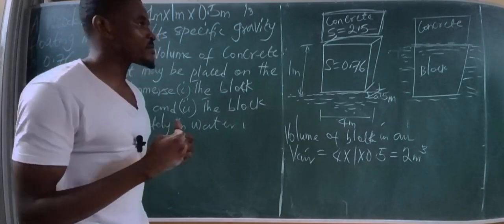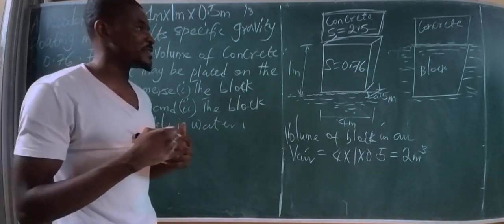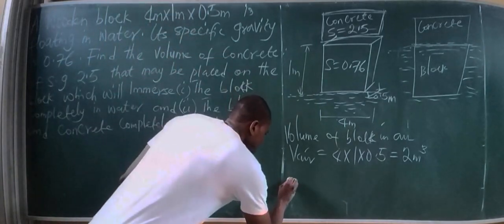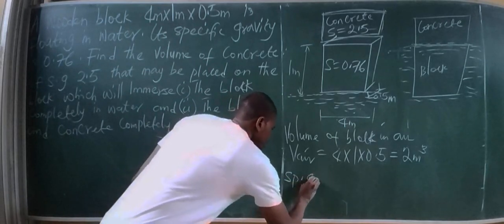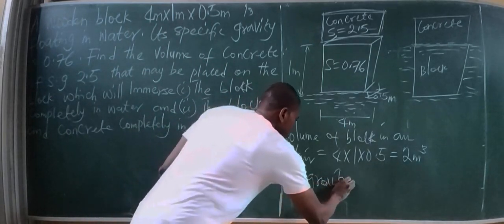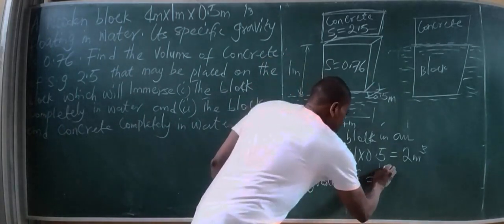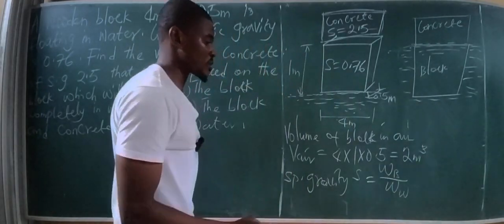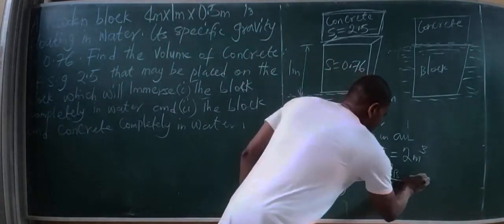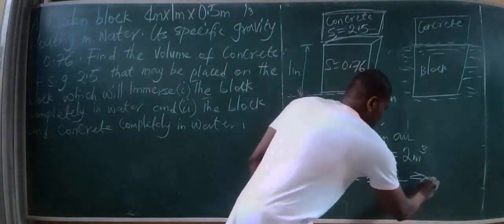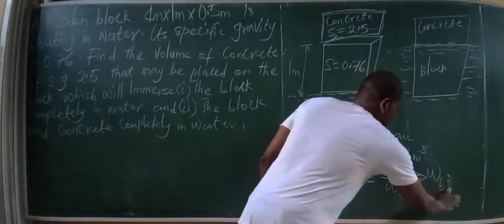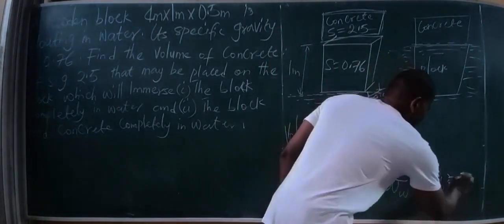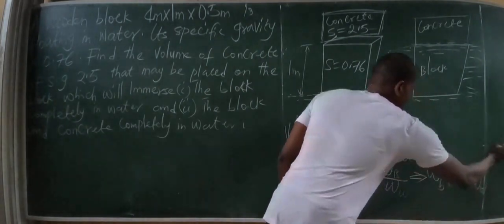Now, we were given the specific gravity of the block, which means we can also find the weight of the block under atmospheric condition. Specific gravity S is simply specific weight of block over specific weight of what? Pure water, which is a constant value. Therefore, we can make specific weight of block the subject of the formula, and it becomes specific gravity multiplied by specific weight of water. So we have S times specific weight of water.